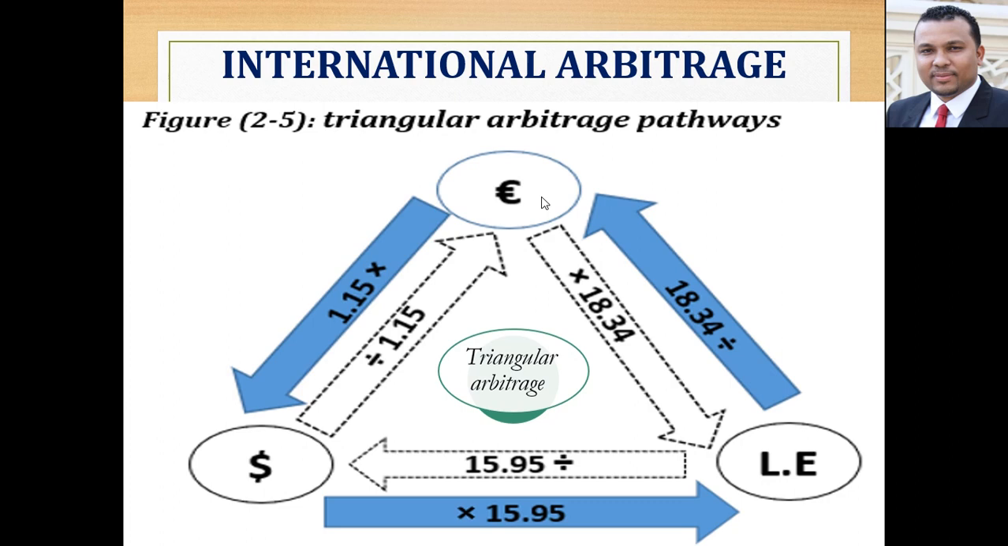First, with the blue sign, suppose you have euro. You can convert euro to US dollar by multiplying by 1.15. The same blue side, now I have dollars, and I want to convert from dollars to Egyptian pound. Yes, with our blue sign, multiply by 15.95. Now I have Egyptian pound, and I want to go back again to the euro, divided by 18.34. This is the first pathway.